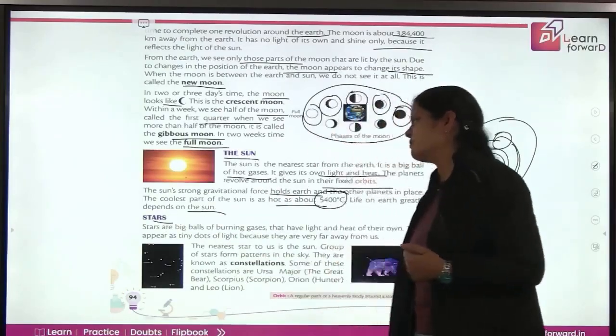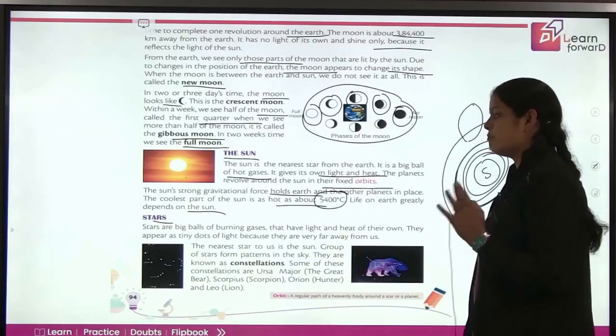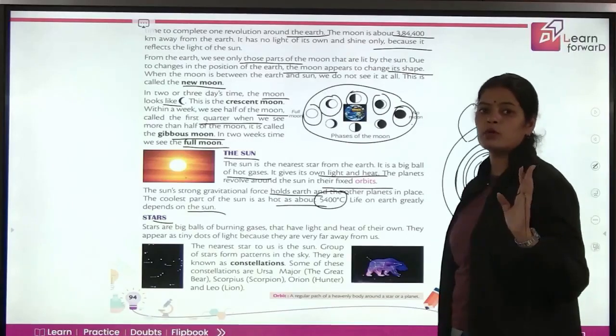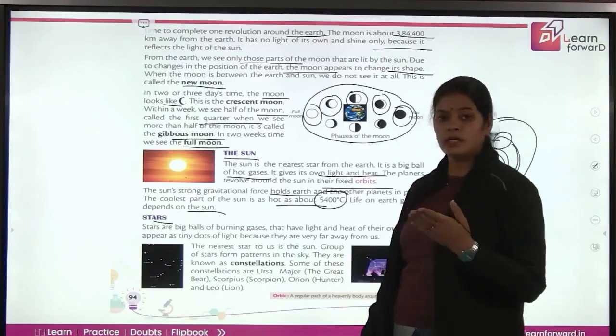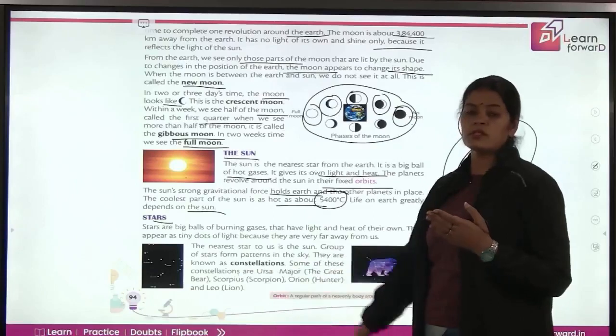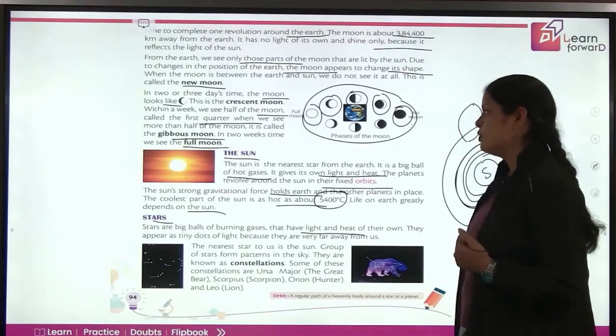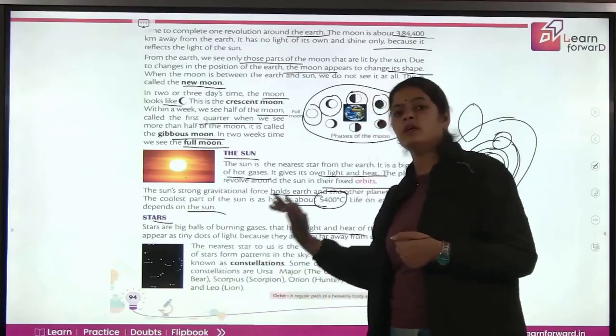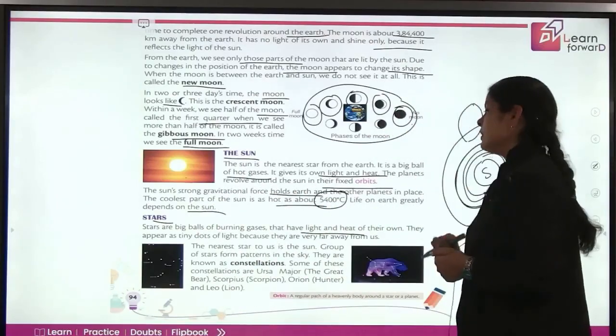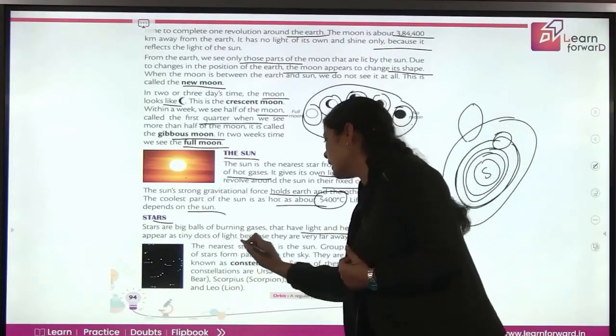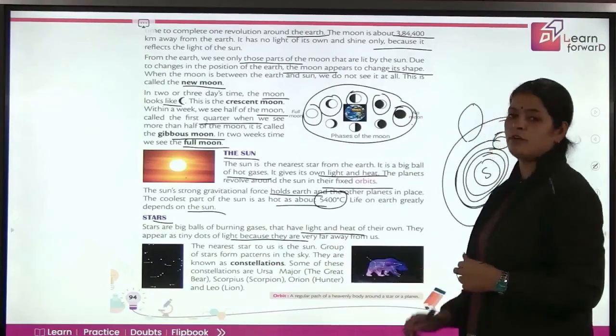Now stars. Stars are big balls of burning gases, but they do not appear that big as compared to the sun because they are very far from us. They have light and heat of their own. So just like the sun, stars also have their own heat and light.